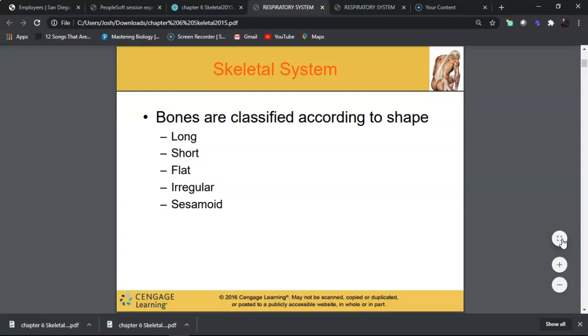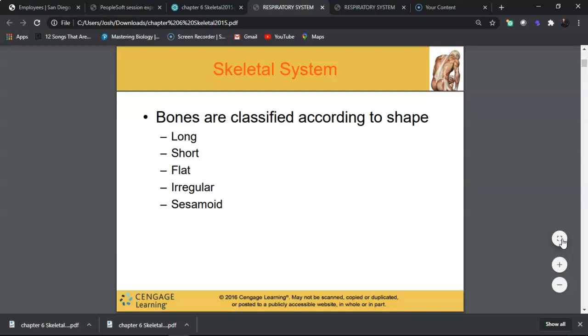So when we look at classifying bones, we basically look at them according to shape. There are 5 different types or shapes that we classify them according to. We have long bones, which are like our thigh bone and our upper arm bone, of the axial skeleton or the appendicular skeleton. So long bones are longer than they are wide. The femur and the humerus would be examples of those. Then we have short bones that are cube-shaped and are basically as short as they are wide. And so the bones of the wrist and the bones of the ankle are examples of those.